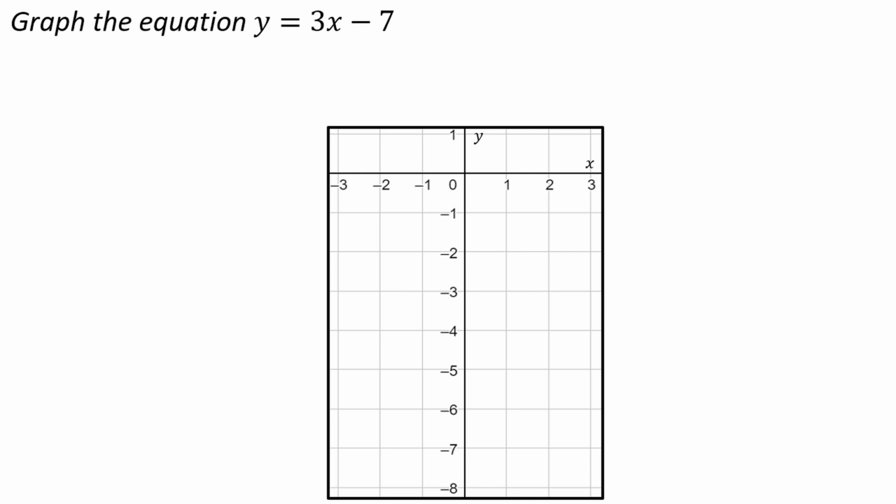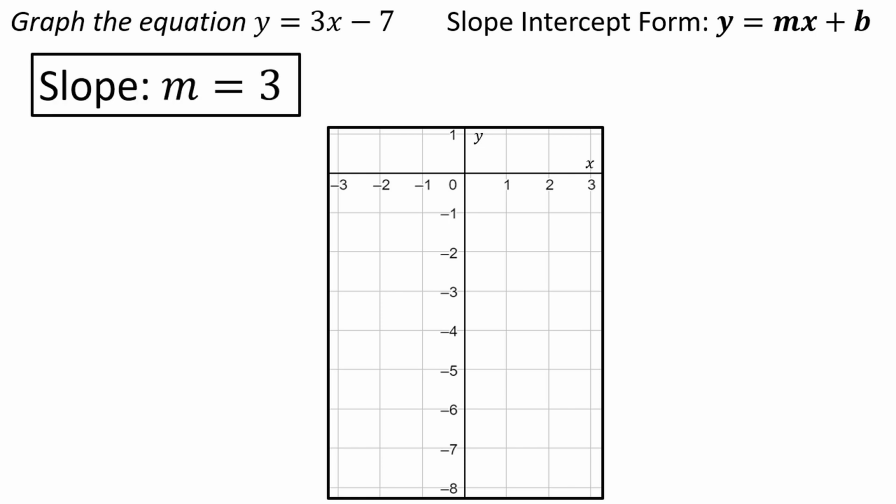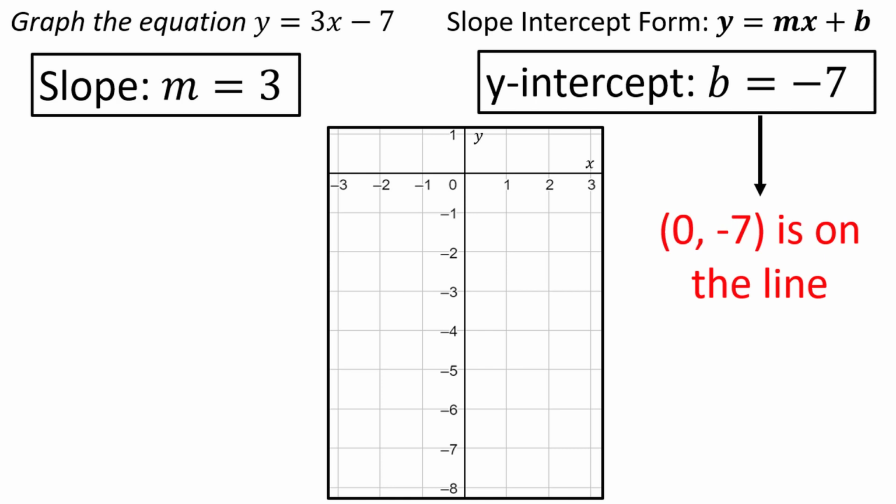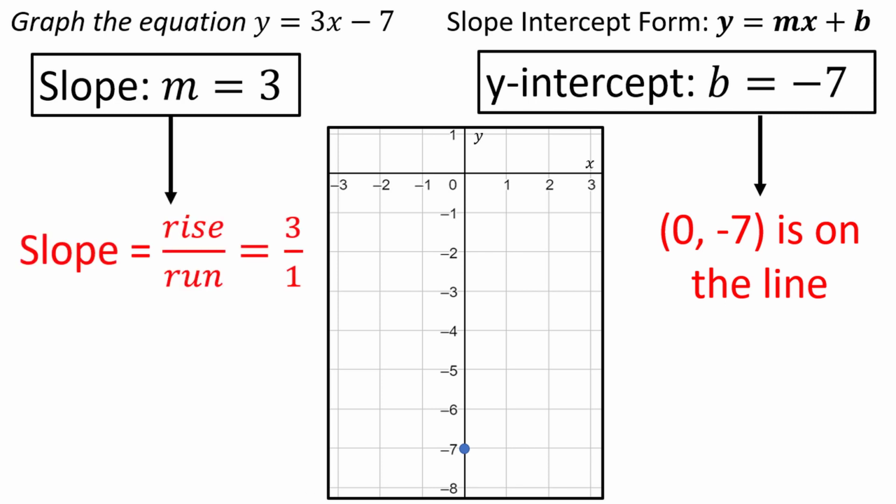Let's say we want to graph the equation y equals 3x minus 7. Notice this line is in slope-intercept form, y equals mx plus b, which tells us that the slope, m, is 3, and the y-intercept, b, is negative 7. The y-intercept tells us that the point (0, negative 7) is on the line, so we can begin by plotting that point. Then we can use the idea that slope is rise over run to finish our graph.